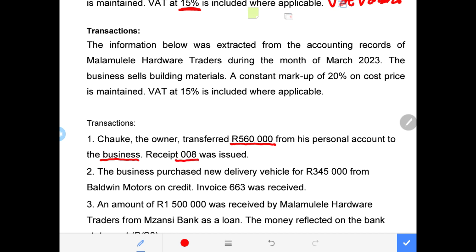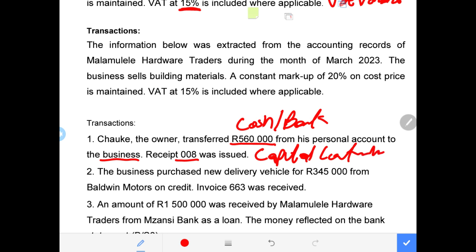If the owner gives something to the business, we know that is called capital contribution. It does not matter in what form. In this case, the capital contribution is in the form of cash because the owner transferred from his personal bank account. So that means that is cash the business has received. Now, obviously, this means two accounts are affected. Cash, which we call bank in accounting. Another account is called capital contribution.